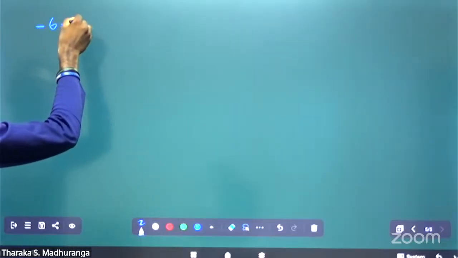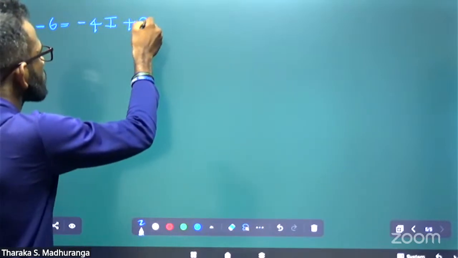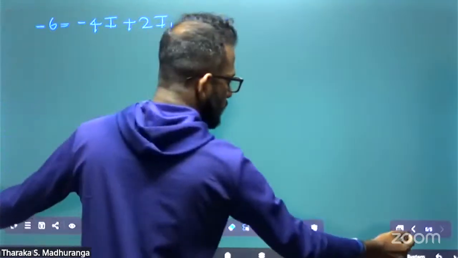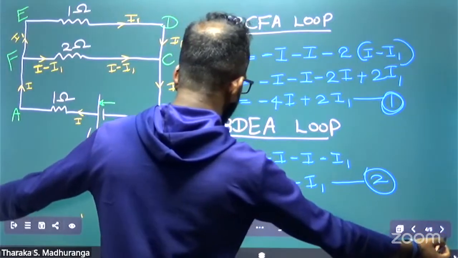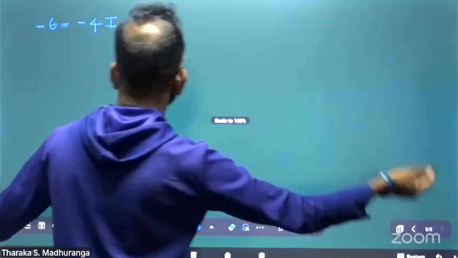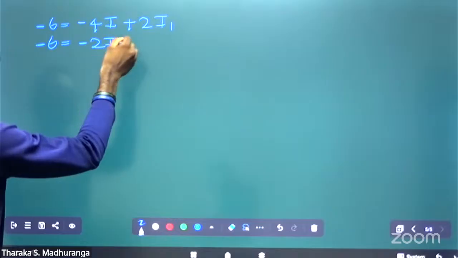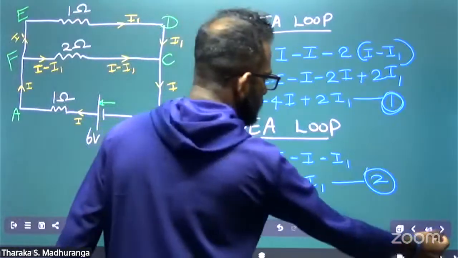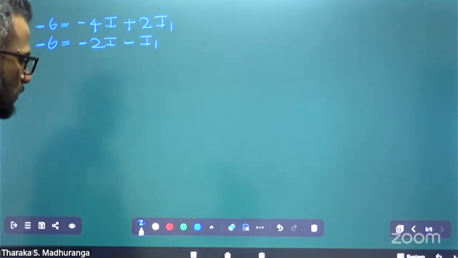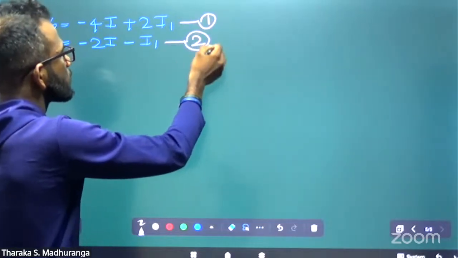My first equation: -6 equals -4I plus 2I1. My second equation: -6 equals -2I minus I1. This is my first and second equation. Now you need to get the I and I1 values by solving these simultaneous equations.